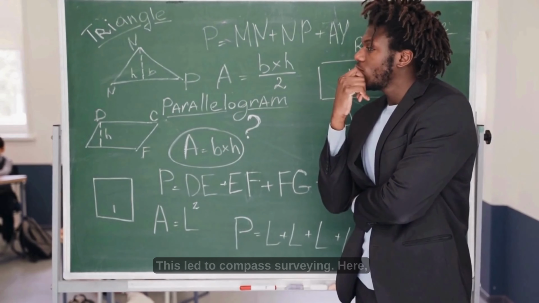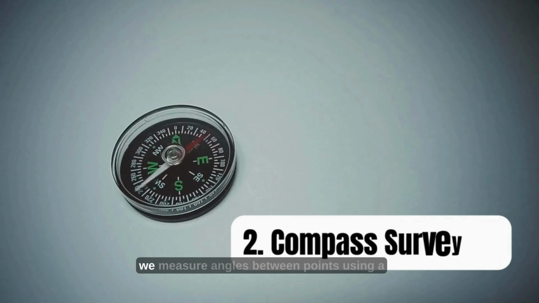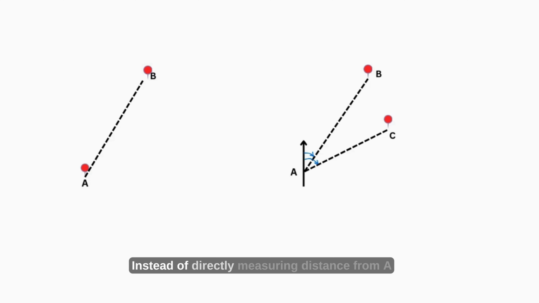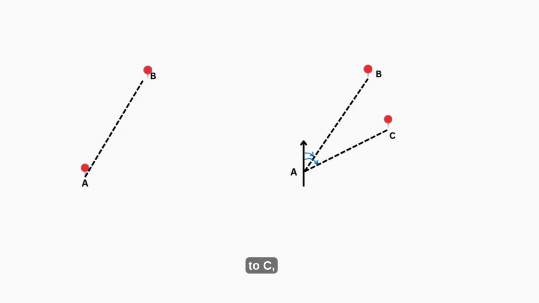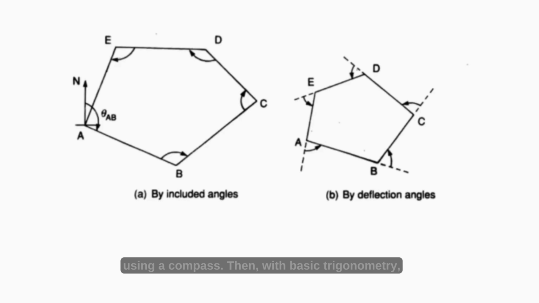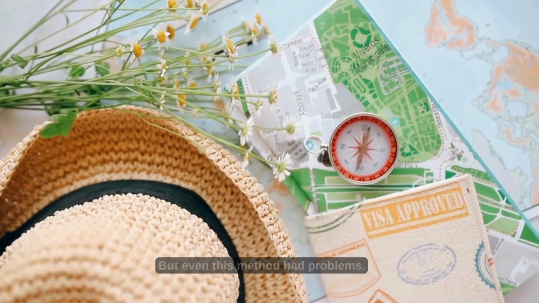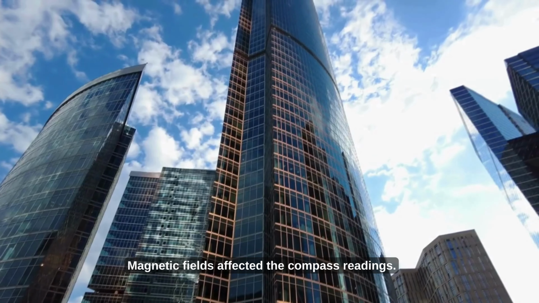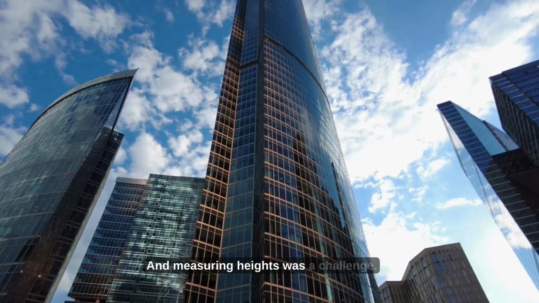This led to compass surveying. Here, we measure angles between points using a compass. Instead of directly measuring distance from A to C, we measure the angle between AB and AC using a compass. Then, with basic trigonometry, we can calculate the distance. But even this method had problems. Magnetic fields affected the compass readings, and measuring heights was a challenge.